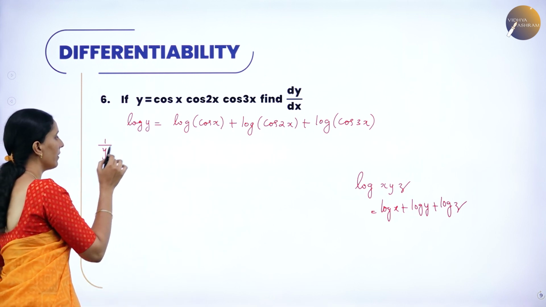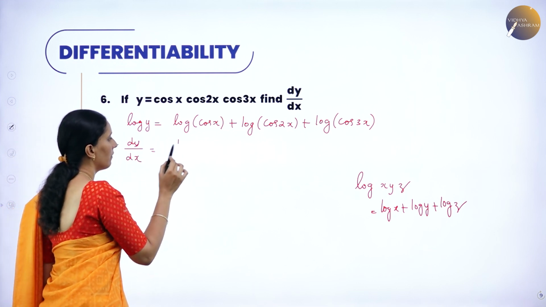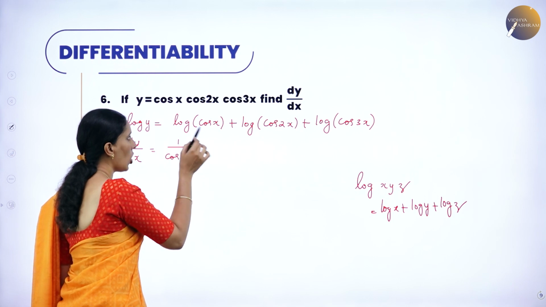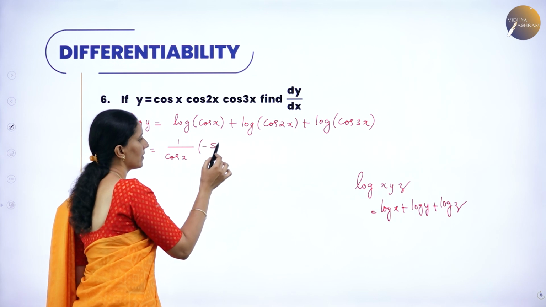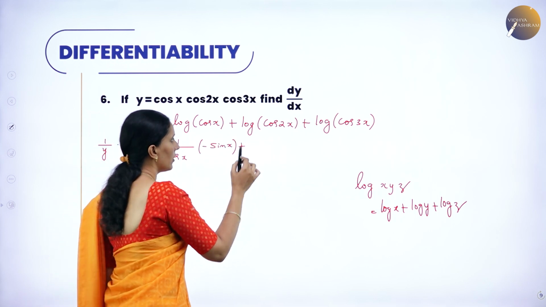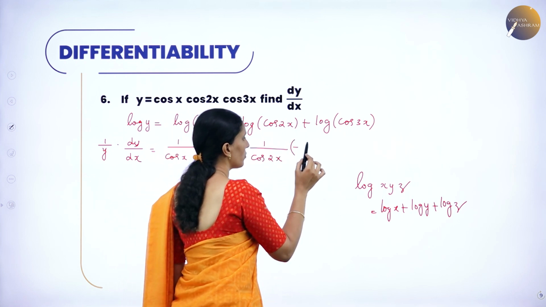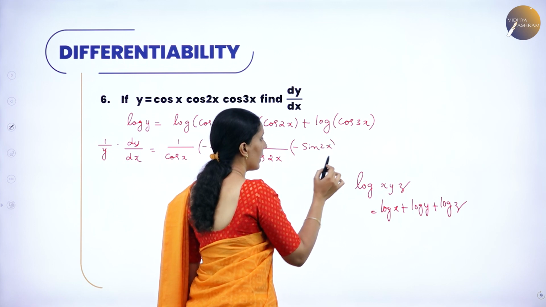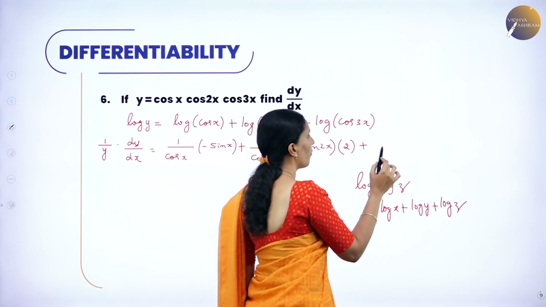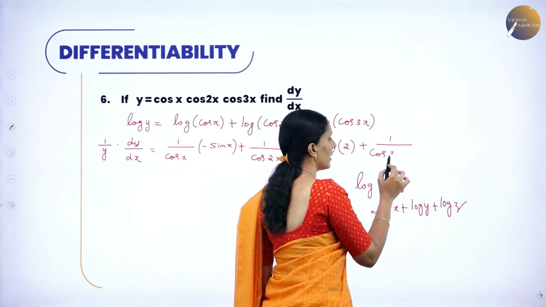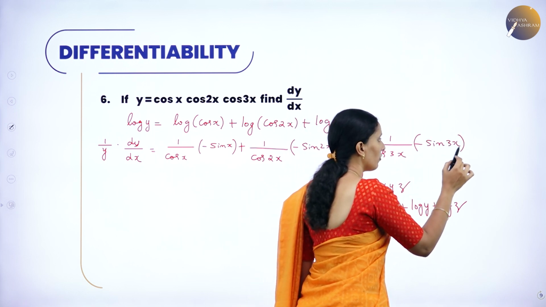This becomes 1 by y into dy by dx. And here it is 1 by cos x, because log x is 1 by x. So log of cos x is 1 by cos x and derivative of cos x is minus sin x. Apply the chain rule. Here also it becomes 1 by cos 2x and derivative of cos 2x is minus sin 2x. Again 2x is a function, so therefore it is 2. And here we have log of cos 3x. So this becomes 1 by cos 3x. Derivative of cos 3x is minus sin 3x. And derivative of 3x is 3.